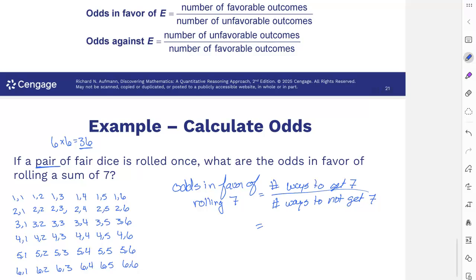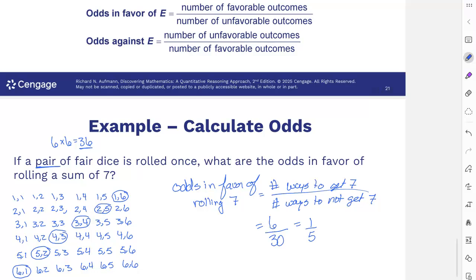We could have a 1 and a 6, 2 and a 5, a 3 and a 4, a 4 and a 3. These are different because the order is different. This is a 3 on the first die and a 4 on the second. This is a 4 on the first and a 3 on the second. Same thing with this. That's different than that, and that's different than that. So there's 6 ways that that could happen. There's 30 ways that we could not get a 7, and that would be all the ones that are not circled there. And then that reduces to 1 out of 5.